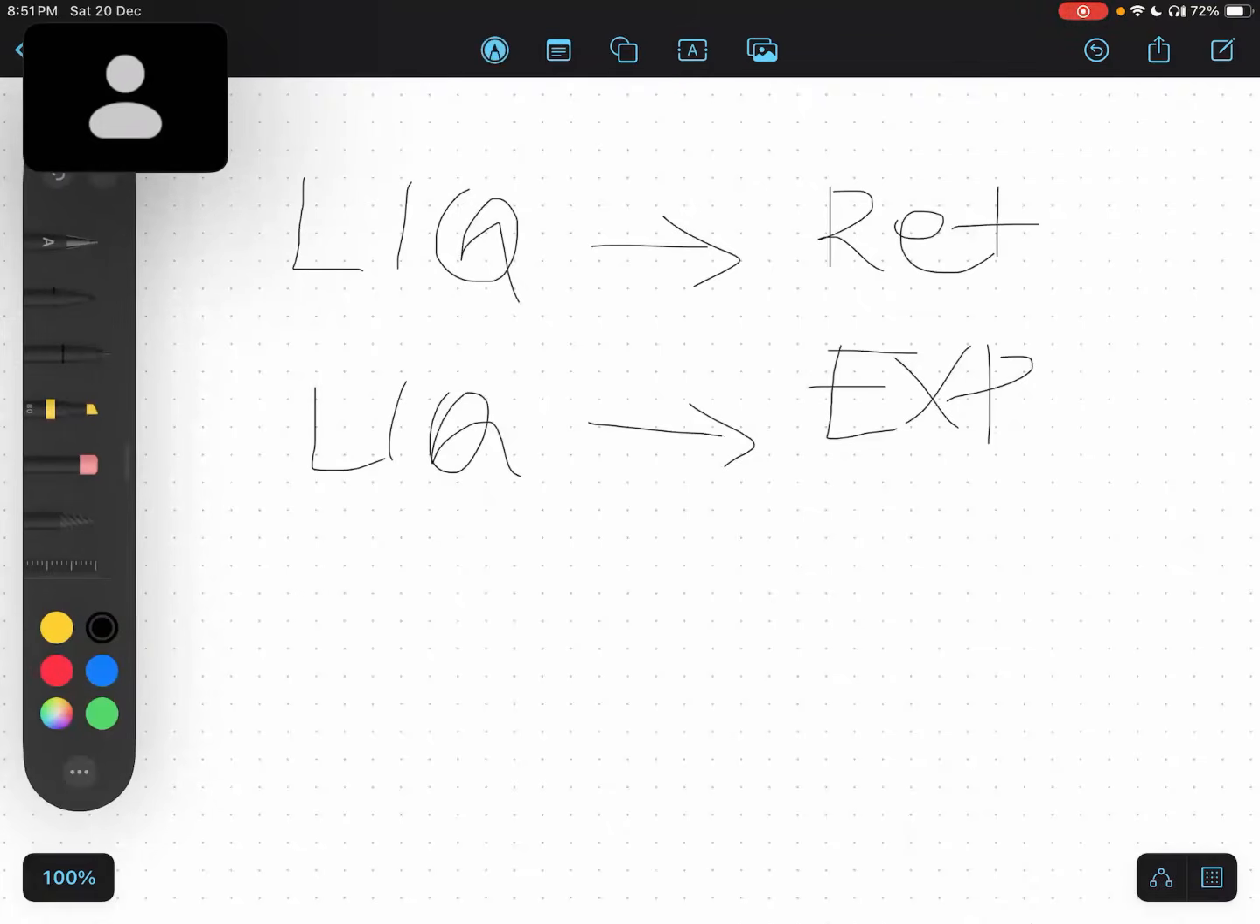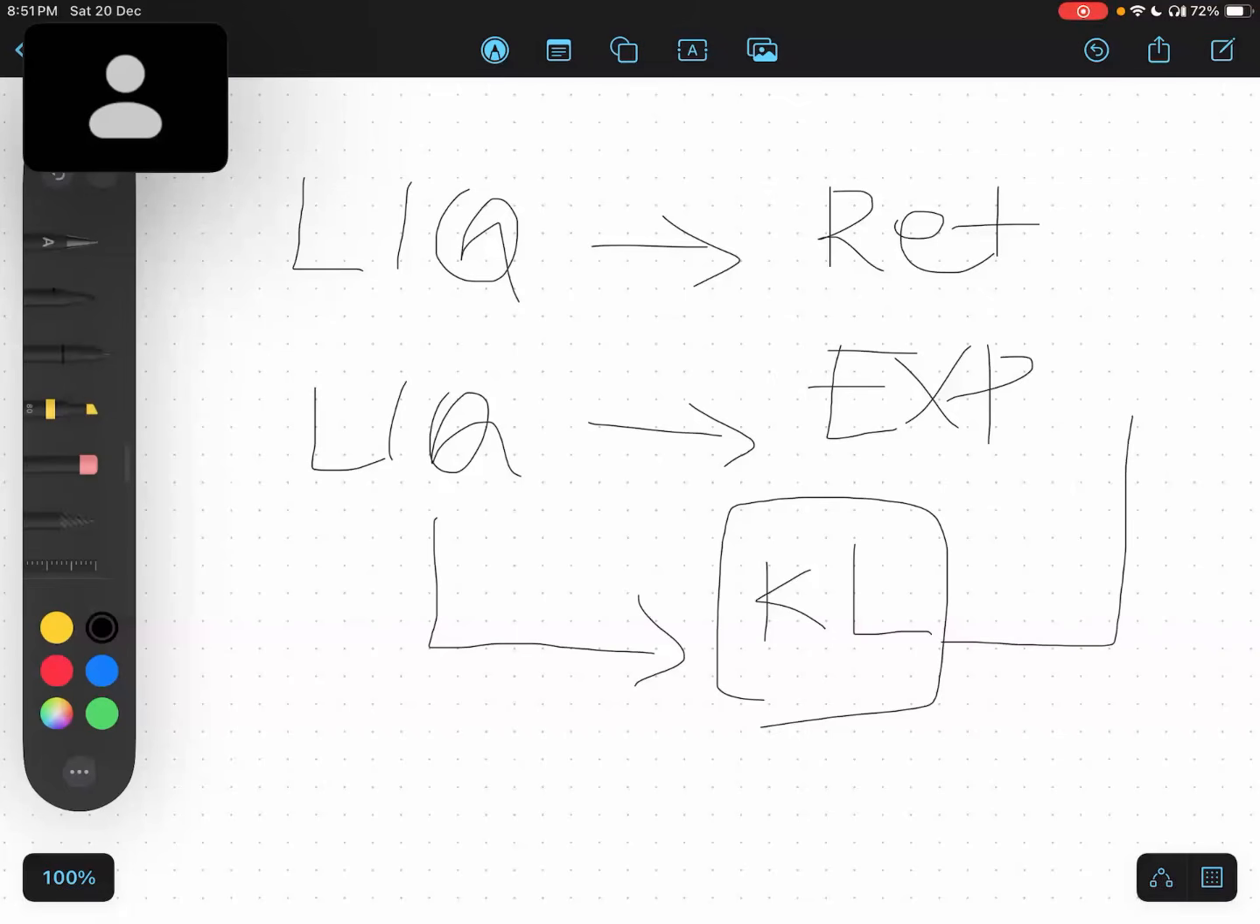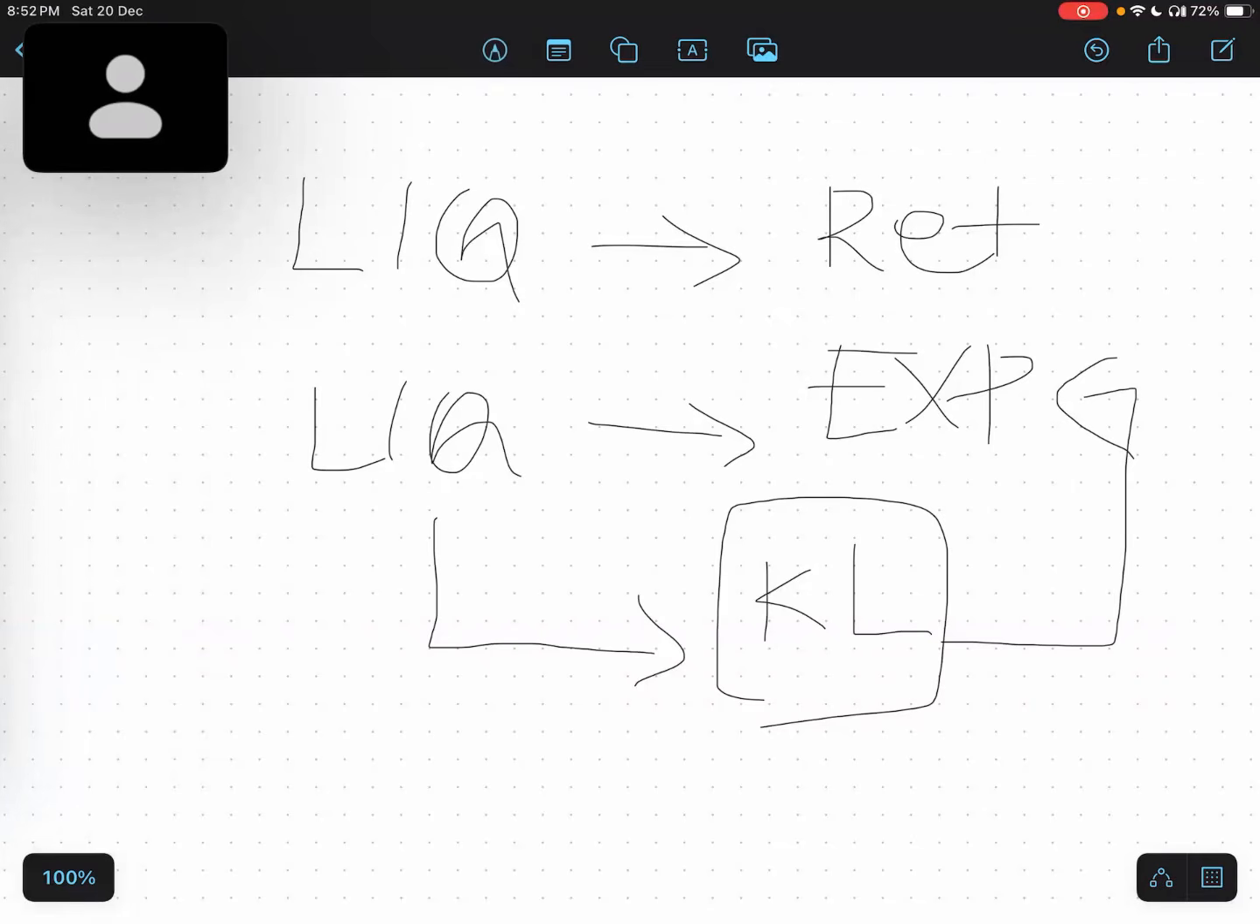after taking the liquidity, if the move was sponsored by a key level, that type of move was an expansion move. If it is not sponsored by any key level, that type of move was a retracement move. Hope you can understand the difference.